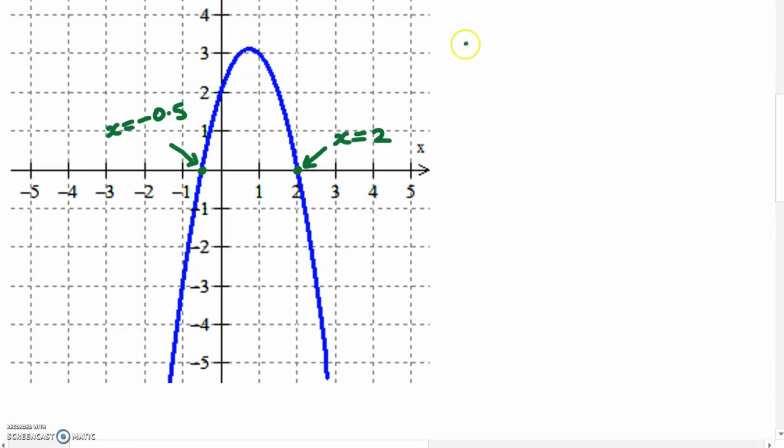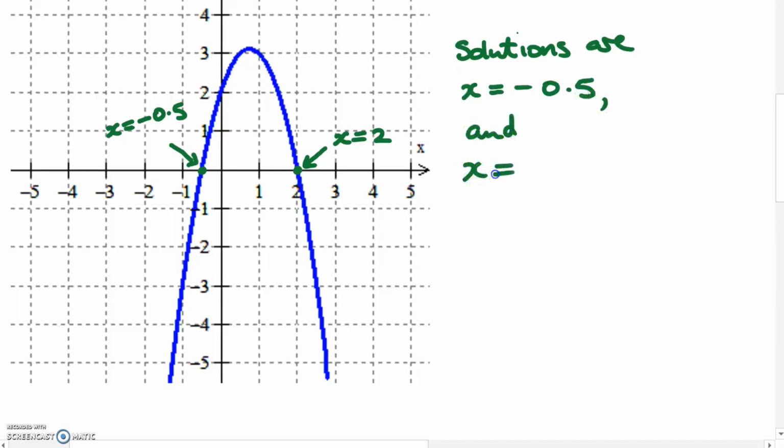So the solutions here are x equals -0.5 and x equals 2. Now the graph crosses the x-axis here, so we're not talking about repeated roots. These are not repeated roots or repeated zeros or repeated solutions. They're just regular solutions because the graph crosses the x-axis at those points.